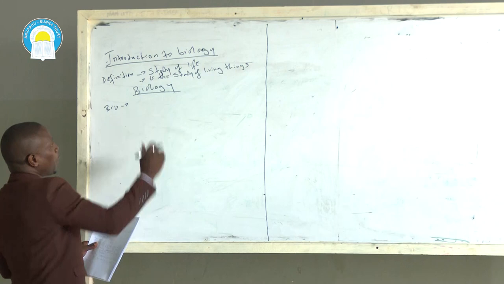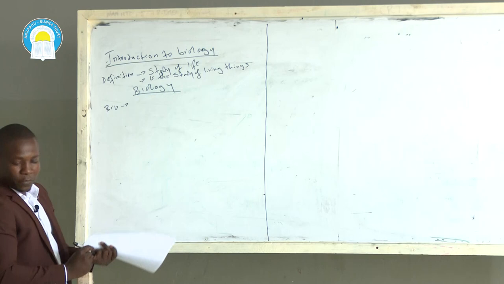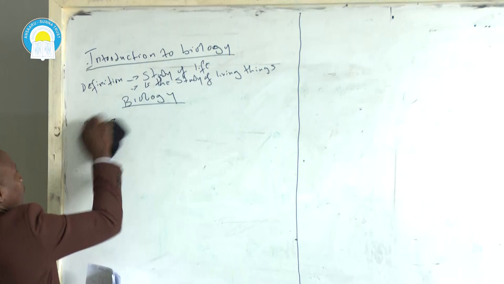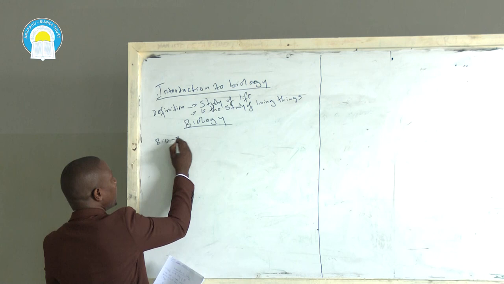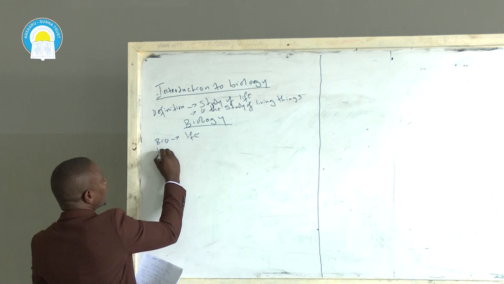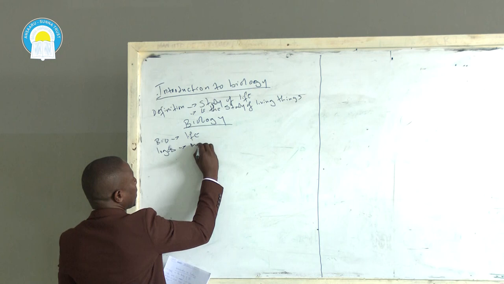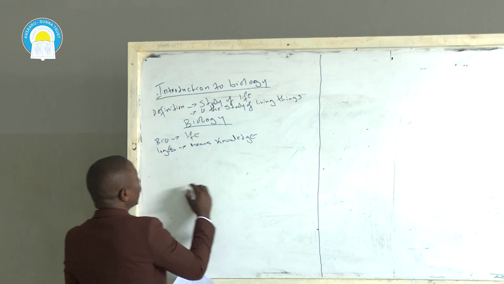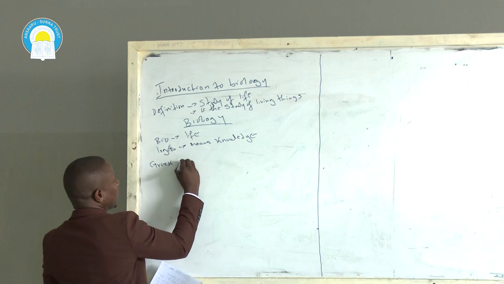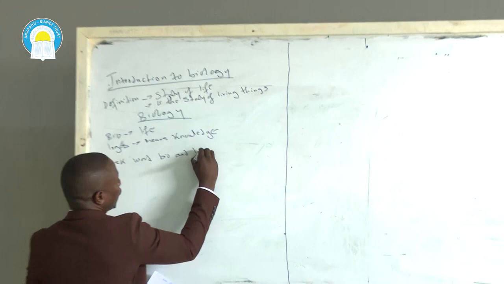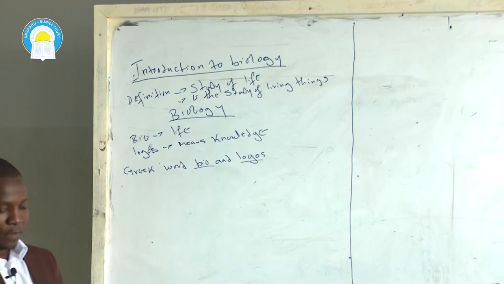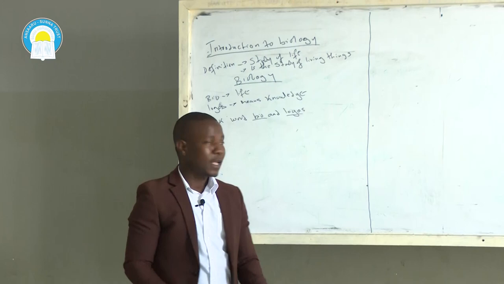We are going to break down biology, and biology comes from a Greek word meaning bio and logos. So bio means life, and logos means knowledge. So the word biology came from the Greek words bio and logos. Bio means life, and logos means knowledge.